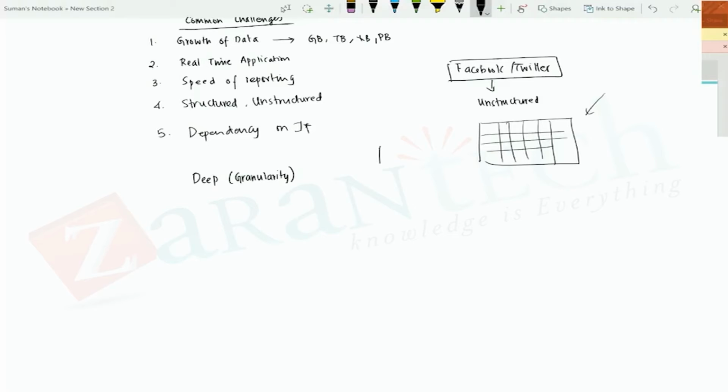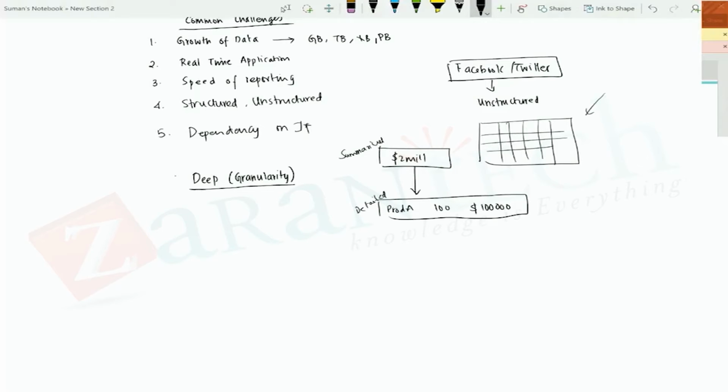So I can look at a higher level and say, what is my total dollar amount? It could be 2 million. But I want to go down and understand that product A, 100 quantity was sold, and that contributed $100,000. So I should be able to drill down from a summarized view to a detailed view. When companies look at any product that is available in the market, one of the common questions they ask is, what is its granularity capability? That is, how deep can it traverse and get me information? That is one key aspect that has been asked.